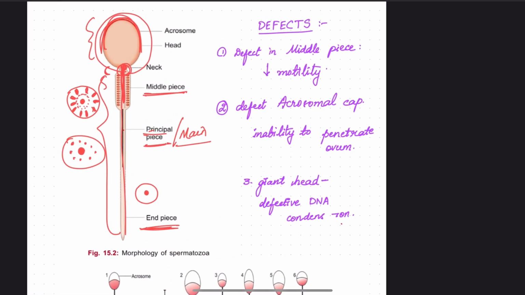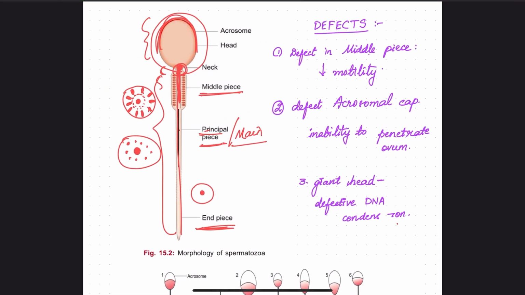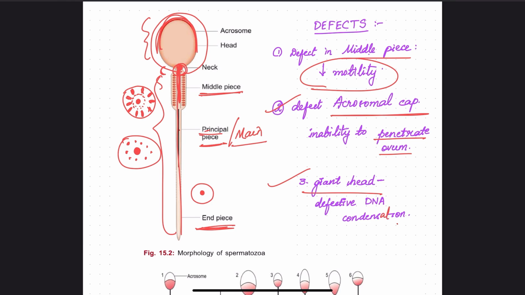If there are defects, for example a defect in the middle piece, which has the mitochondria, anything that messes up the mitochondria means there will be no energy, so the motility will be decreased. Secondly, there can be a defect of the acrosomal cap. The acrosomal cap is required for penetration into the ovum. If that cap is not present, it cannot penetrate into the ovum. And a giant head indicates defective DNA condensation.